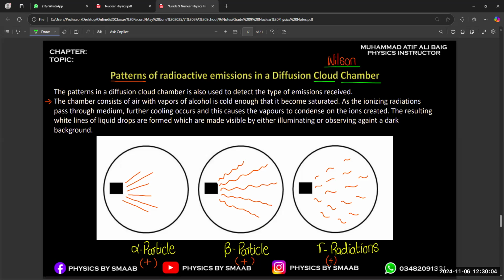So the Wilson cloud chamber depends upon the same type of process, but we are using a different element in this. The chamber consists of air with vapors of alcohol, which is cold enough that it becomes saturated.